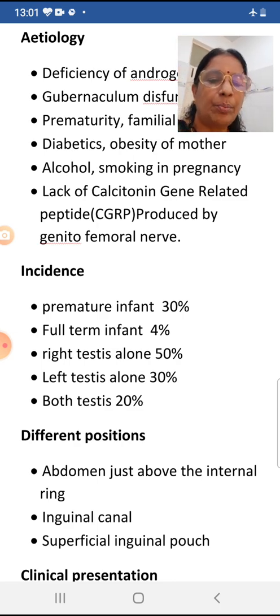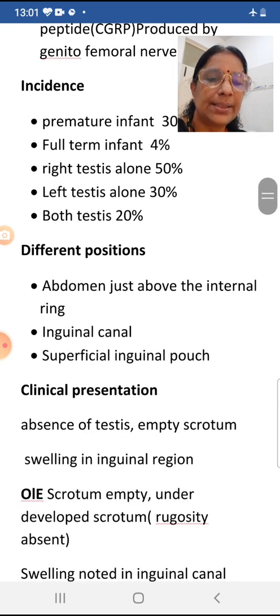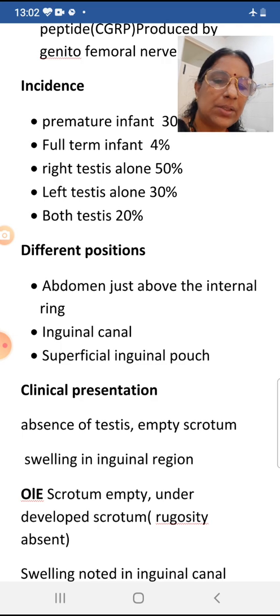So what are the different positions where you see an undescended testis? In the abdomen, just above the internal ring, or in the inguinal canal, or in the superficial inguinal pouch, that means in the external ring region.